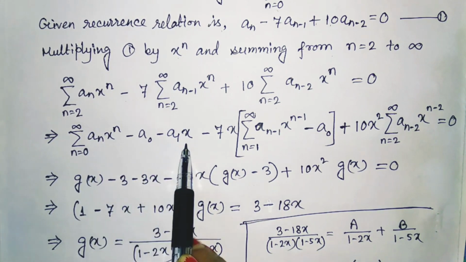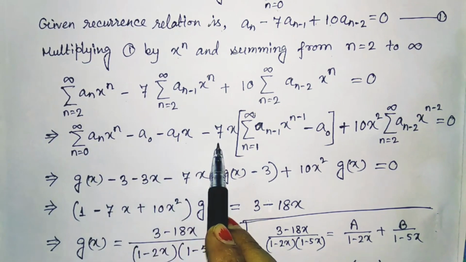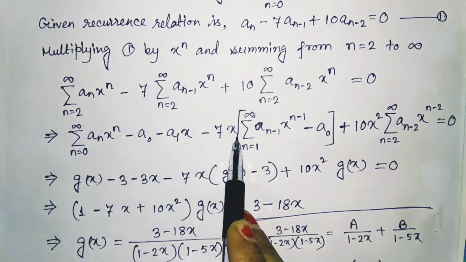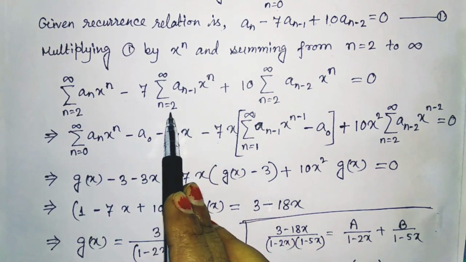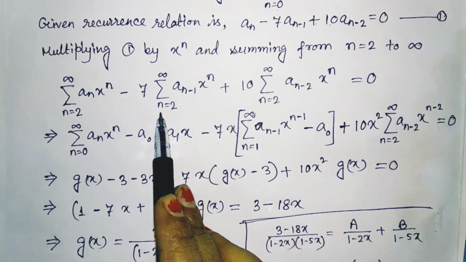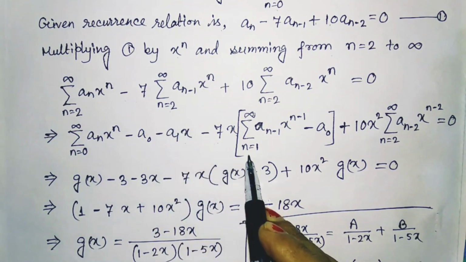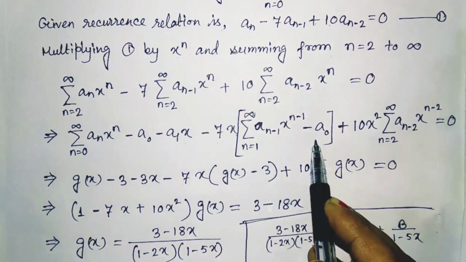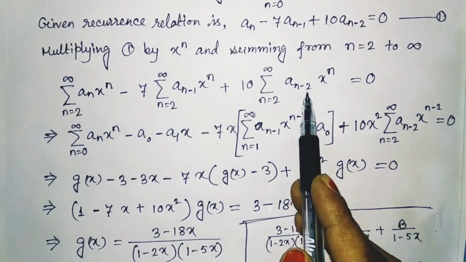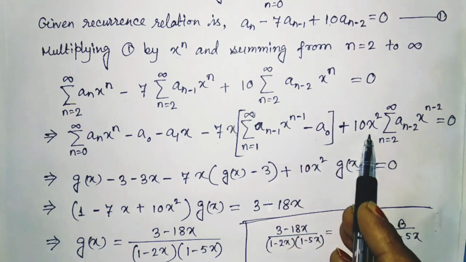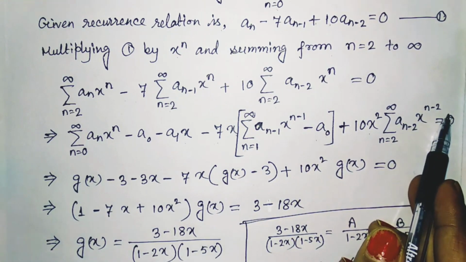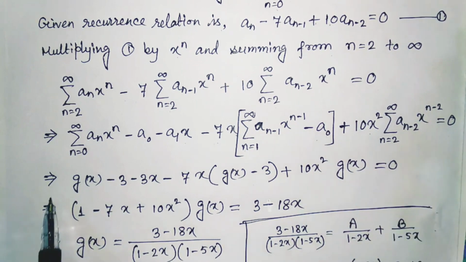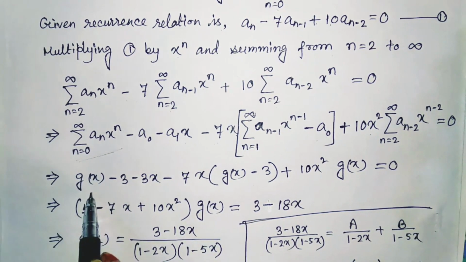That's why we subtracted these two. Now it is minus 7. Here we take x outside to make it (-1)x^n, but still it starts from 2, and we should make it from n equals 1. If we do so, then definitely we write a0 extra. And here we take the x square outside. That's why we write a_{n-2} x^{n-2} equals 0. So that will imply this one is g(x).